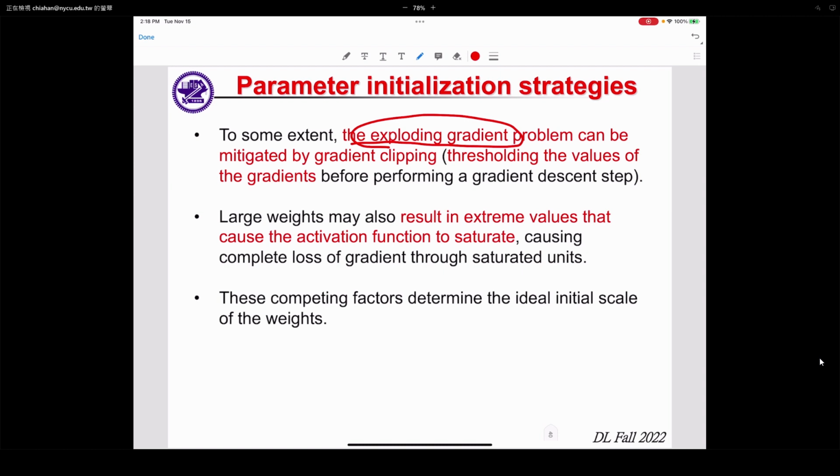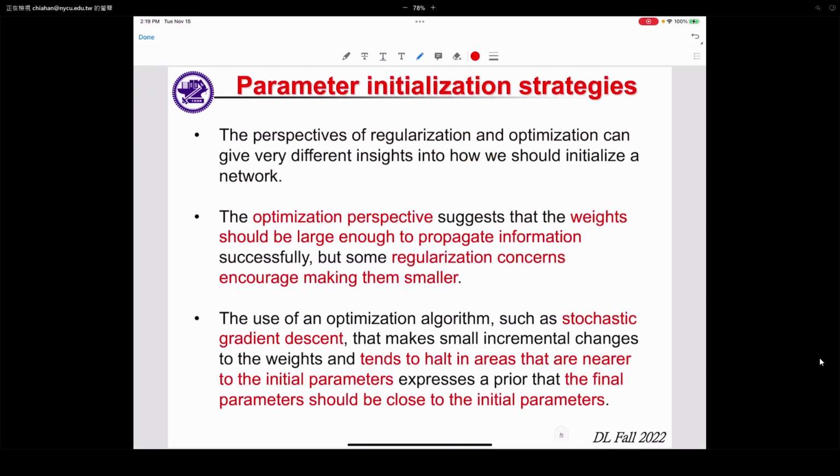And then of course we have other ways to mitigate this problem. We can use gradient clipping. Gradient clipping can threshold the values of the gradient. The same thing, you can cause the activation function to saturate, so you have to set the range. Of course, you have to try a little bit to see whether they will saturate your nonlinear units.